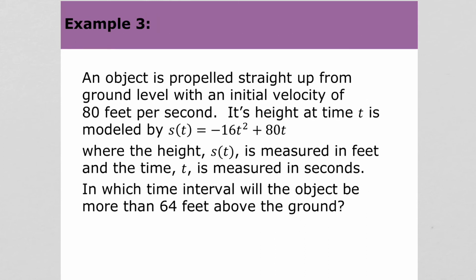So example 3 says an object is propelled straight up from ground level with an initial velocity of 80 feet per second. Its height at time t is modeled by S of t equals negative 16t squared plus 80t, where the height S of t is measured in feet and the time in seconds. In which time interval will the object be more than 64 feet above the ground?